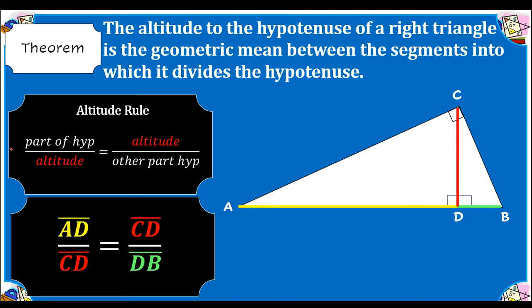Now we're going to get into two theorems that deal with this situation where we have an altitude of a right triangle that creates three similar triangles. So let's write this in your notebook. The altitude to the hypotenuse of a right triangle is the geometric mean between the segments into which it divides the hypotenuse. So I know that's kind of wordy, but after you write the theorem down, go ahead and write your rule. This is the altitude rule.